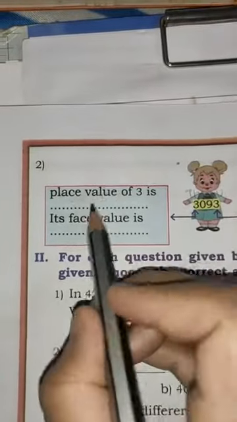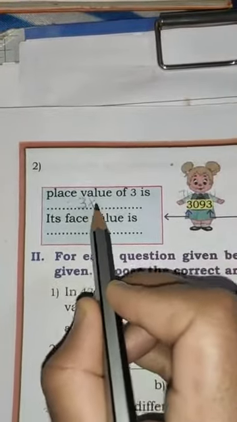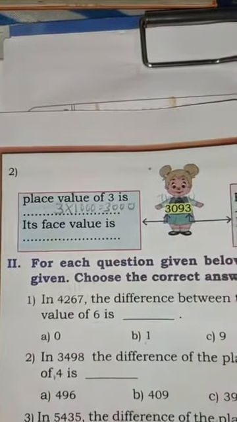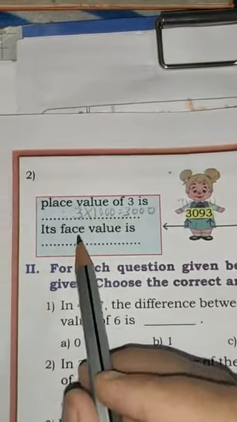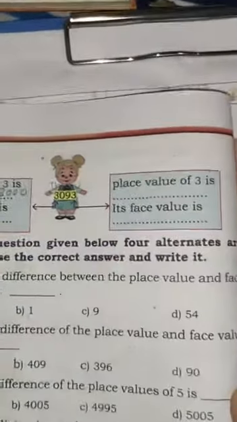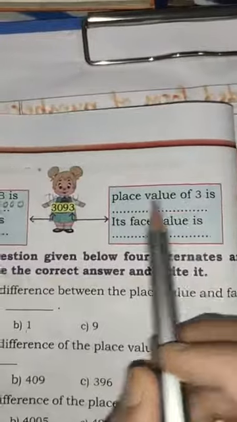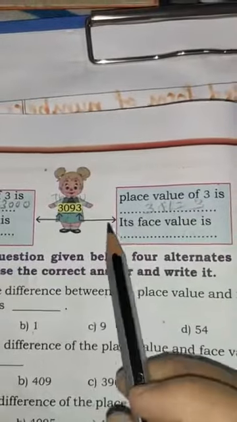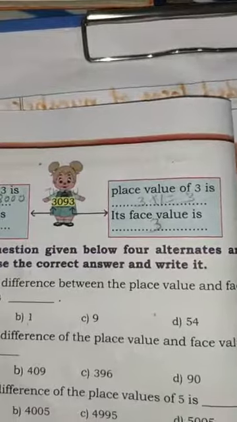Yes, it is 3 into 1000 means 3000. Very good, children. Then what about the face value of this 3? Yes, it is 3 only. Right? Next, here. Place value of this 3 is? Yes, it is 3 into 1 is equal to 3. What about the face value of this 3? It is 3 only. Understood?